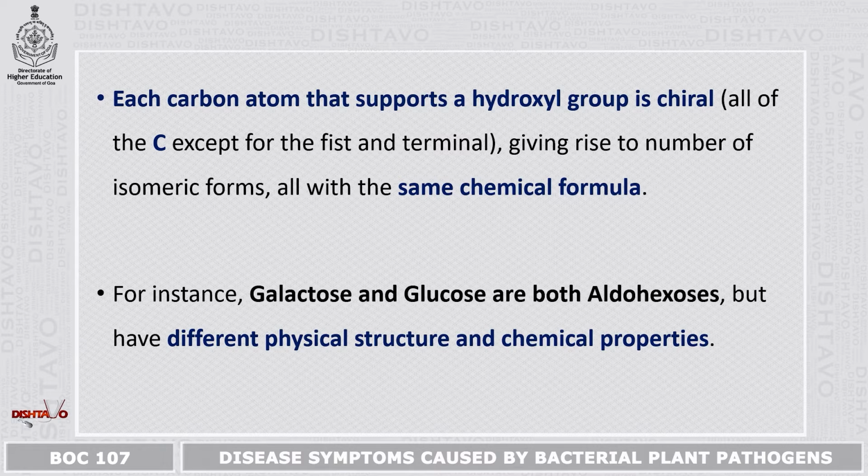Each carbon atom that supports the hydroxyl group is chiral. So all the carbons except for the first and the terminal give rise to a number of isomeric forms, all with the same chemical formula. For instance, glucose and galactose are both aldohexoses but have different physical structures and chemical properties.